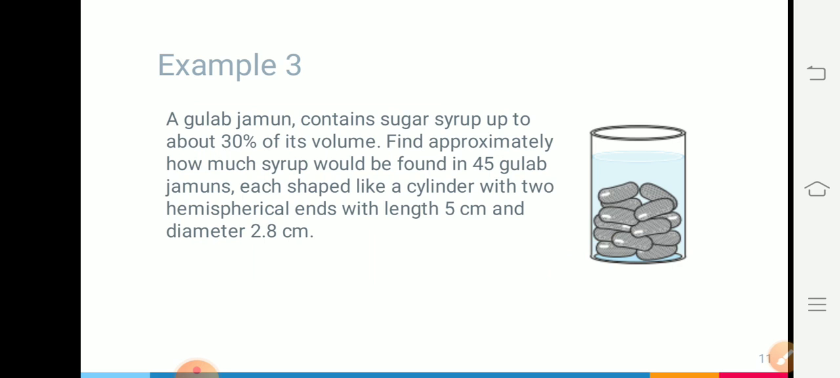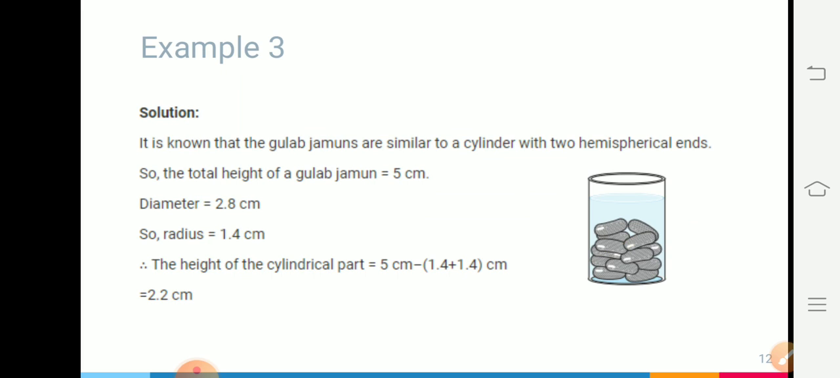Next example, a gulab jamun contains sugar syrup up to about 30% of its volume. Find approximately how much syrup would be found in 45 gulab jamuns, each shaped like a cylinder with two hemispherical ends with length 5 centimeter and diameter 2.8 centimeter. It's a very interesting question. Let's see how to solve this.